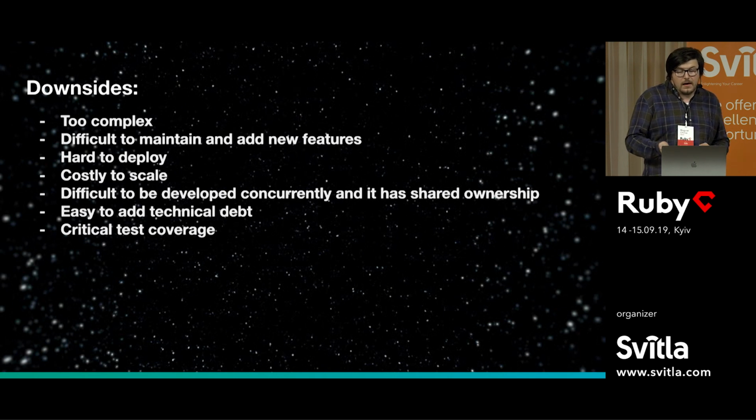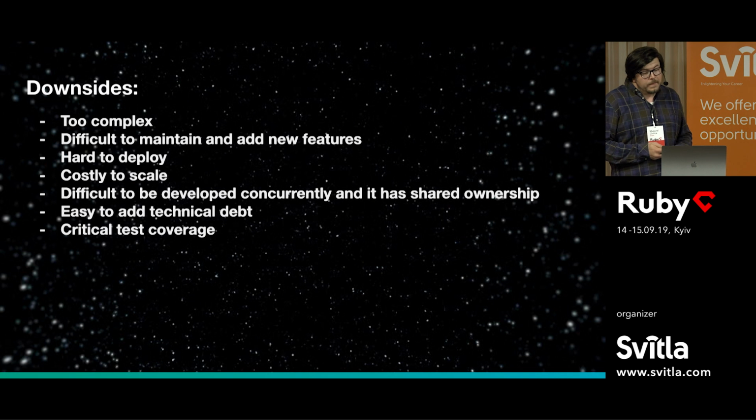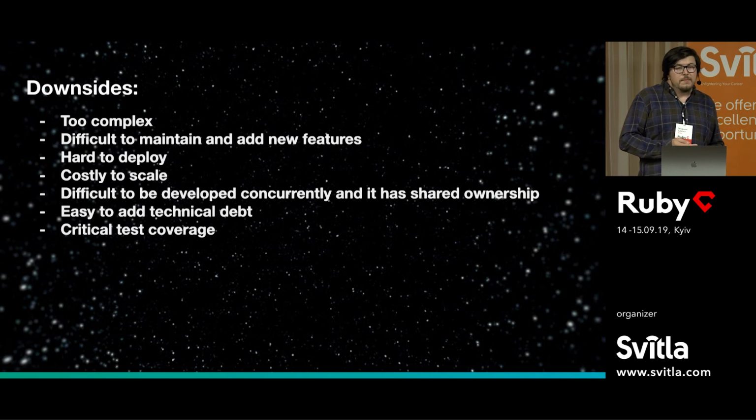It is hard to deploy. Deploying your application takes a lot of time, and it can also be very unstable. It's costly to scale. When you scale a monolith, you have to spin up multiple servers for the same full application, even if the traffic that goes to the application does not touch every part of the code, it just touches a small part of it. You still have to scale everything.